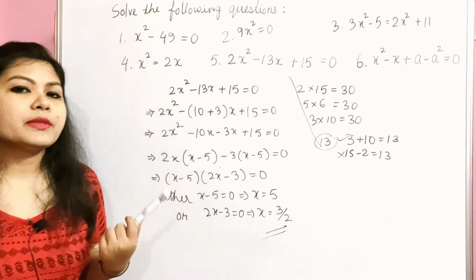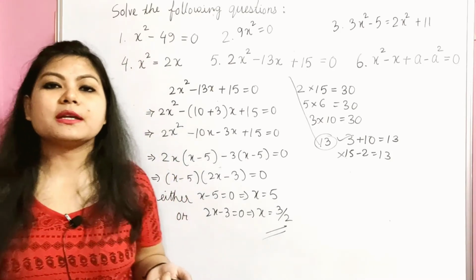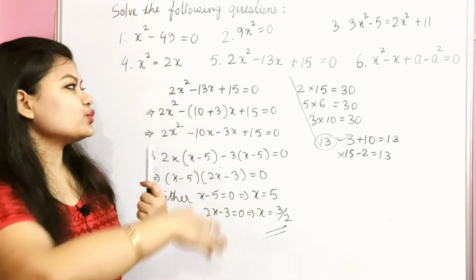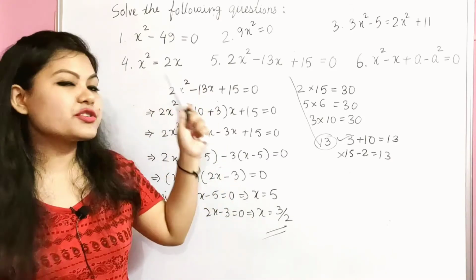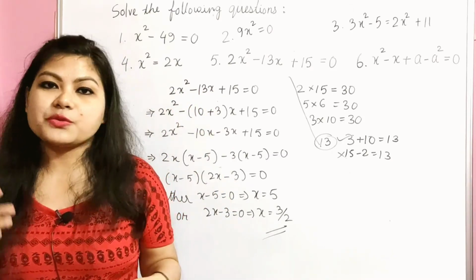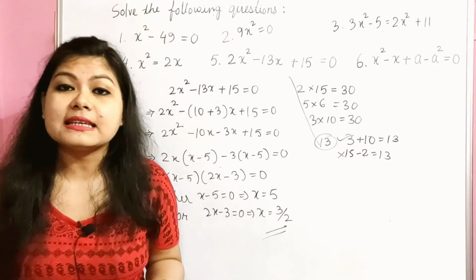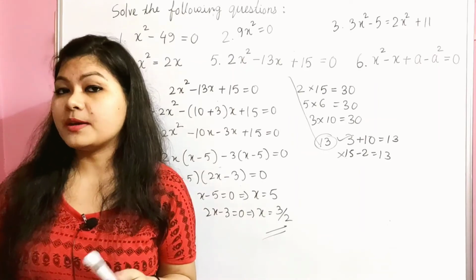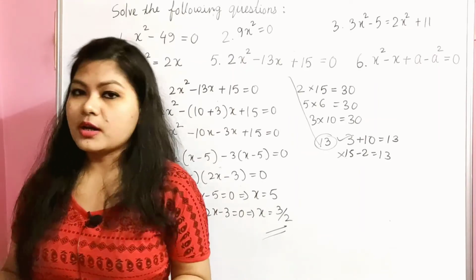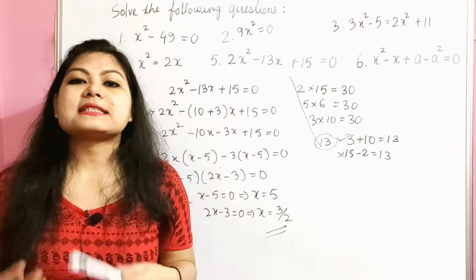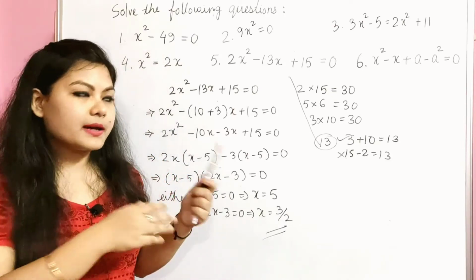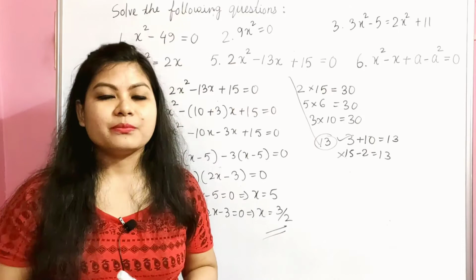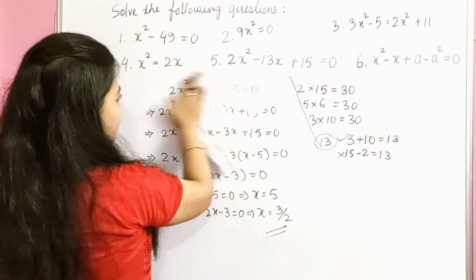You can also use another method. Suppose the other methods are the method of completing the square, where we try to transform this equation into a perfect square. After that we will find the solution. Or you can directly use the formula x equals minus b plus or minus square root of b square minus 4ac, divided by 2a. We will discuss this formula in our upcoming videos, but not in this video. Now let us solve the last question.